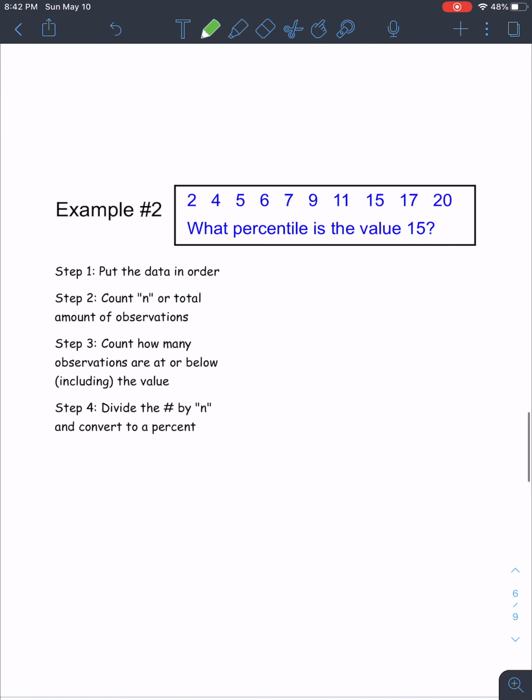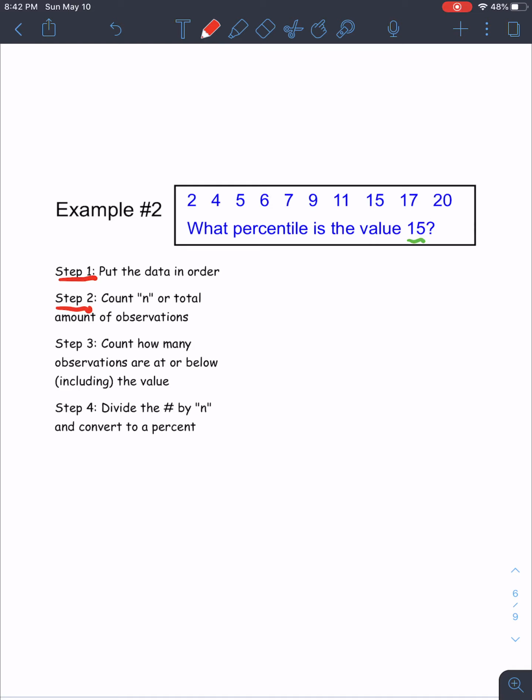So first one here, it has our steps on the side. It says, what percentile is the value 15? First, we're going to look at our data set. Our step 1 is to put the data in order. Luckily for us, for this example, it is in order, but it's not always going to be the case. So you have to make sure to put the data in order.